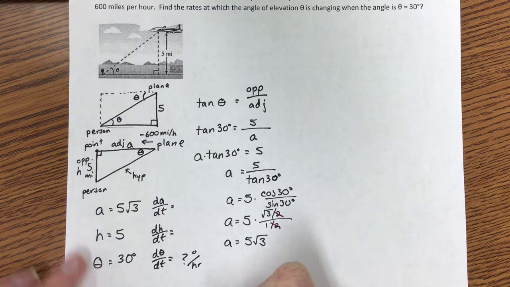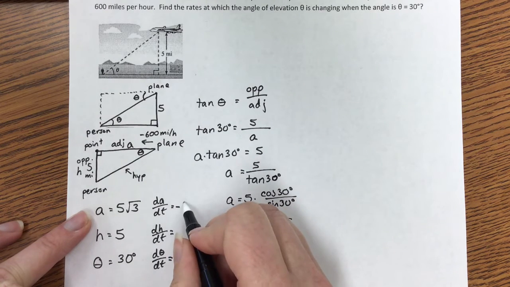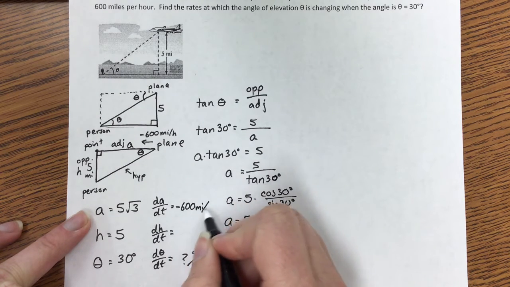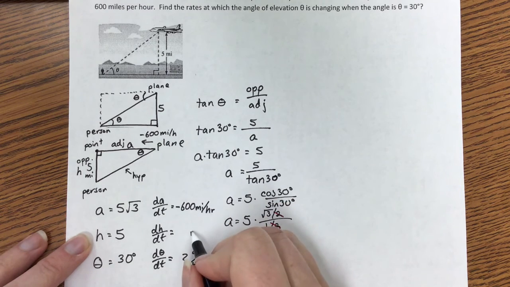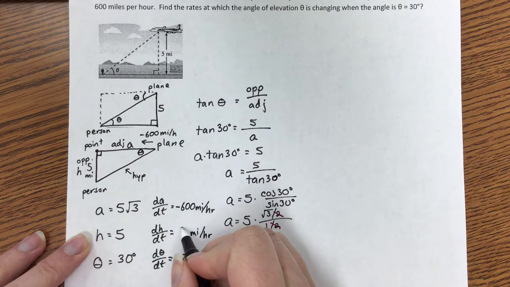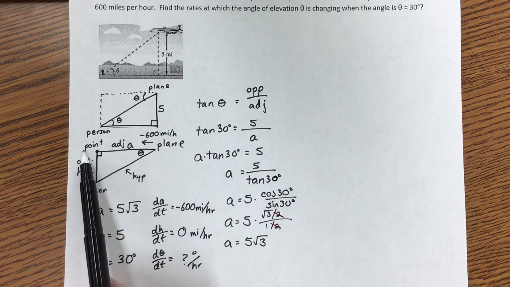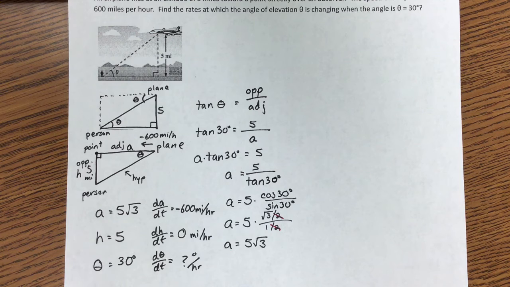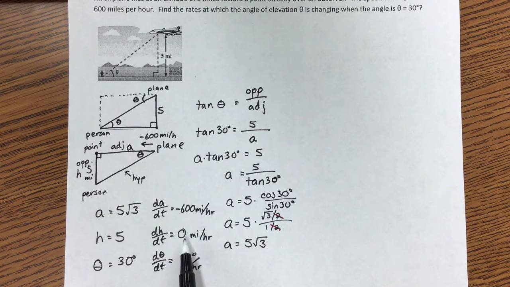Hours, because we are told that A is decreasing at a rate of 600 miles per hour. H, the height, is also going to be miles per hour, but we know that the height is not decreasing. The plane is flying just straight. I mean, it's following the curvature of the earth, but we don't get that much into it.